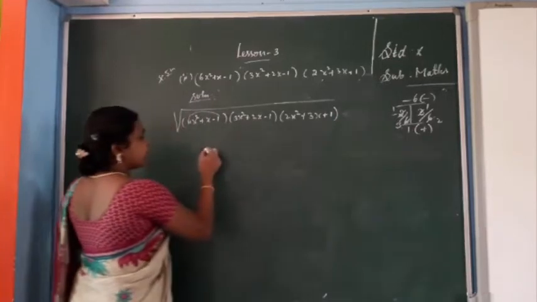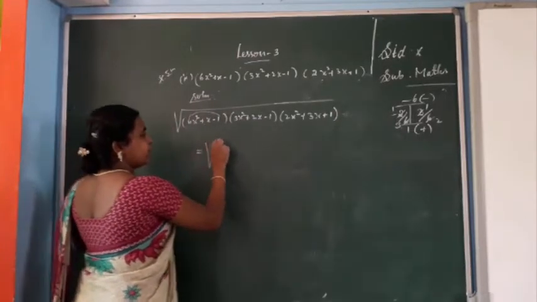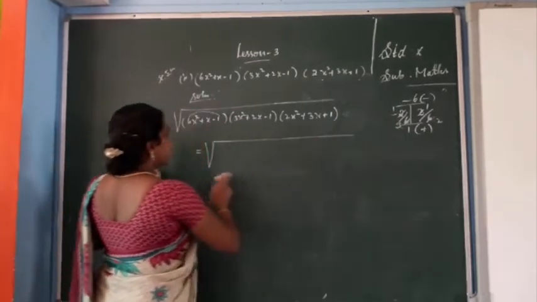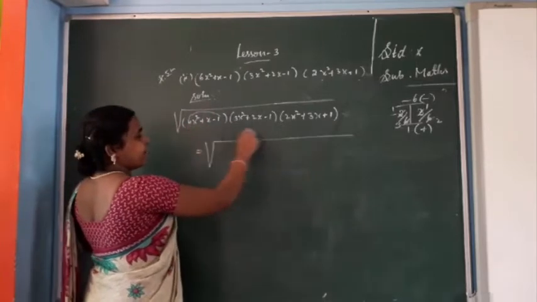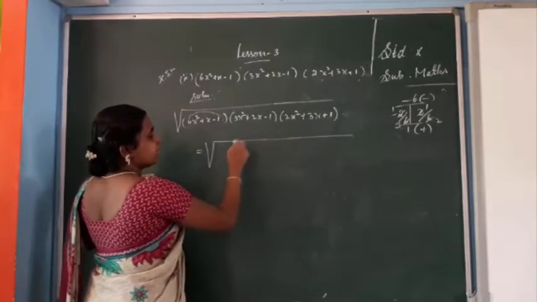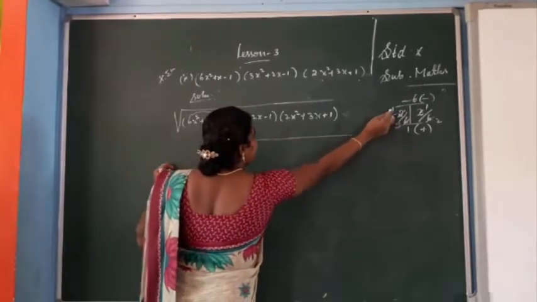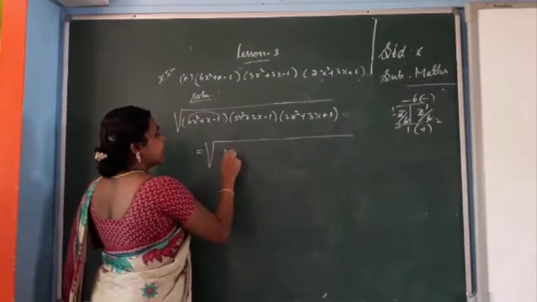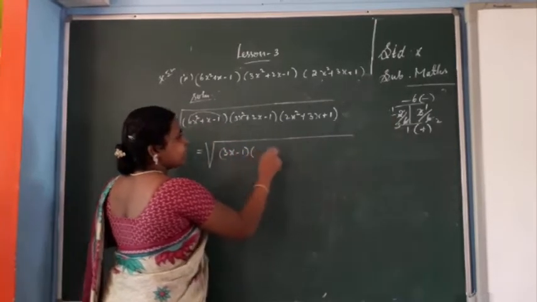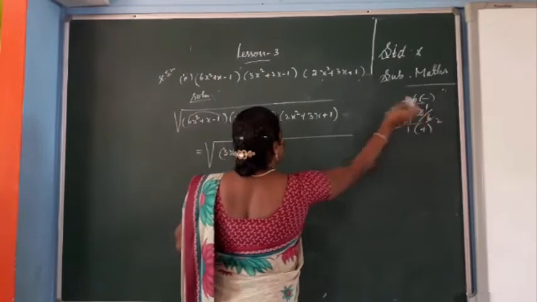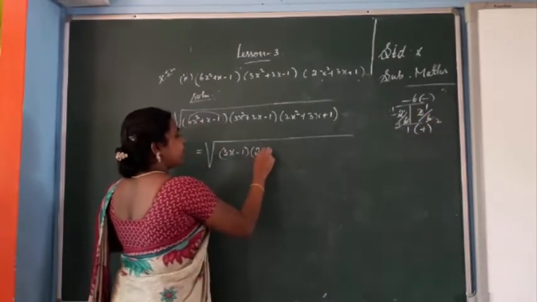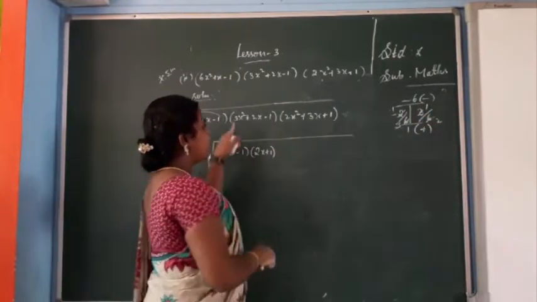So the first value you got is equal to, with the square root only. So instead of 6x square plus x minus 1, what can we write? 3x minus 1 into 2x plus 1. Next one you can factorize.